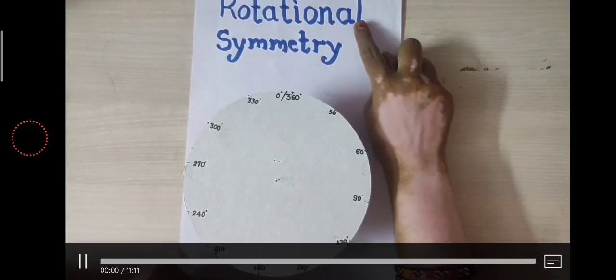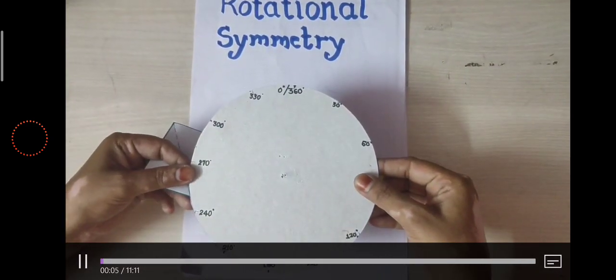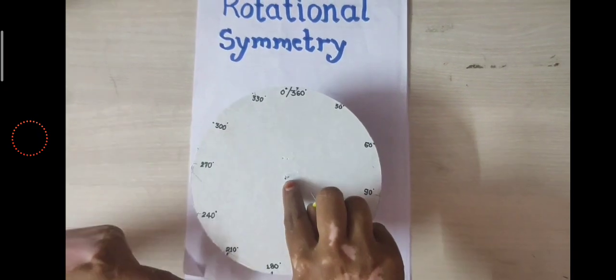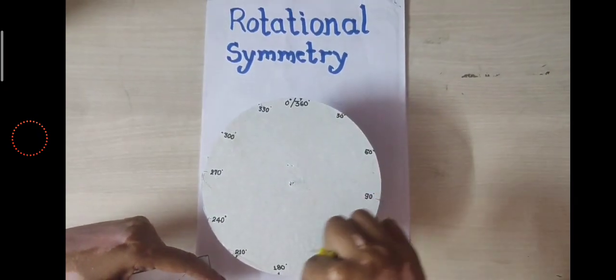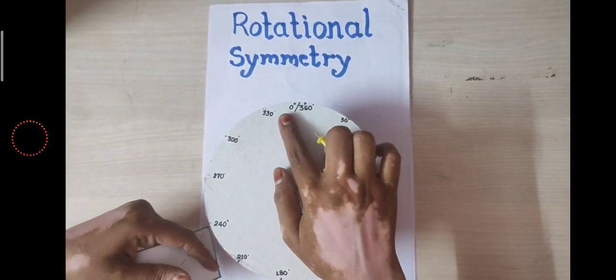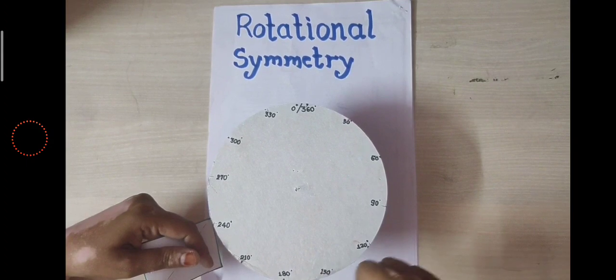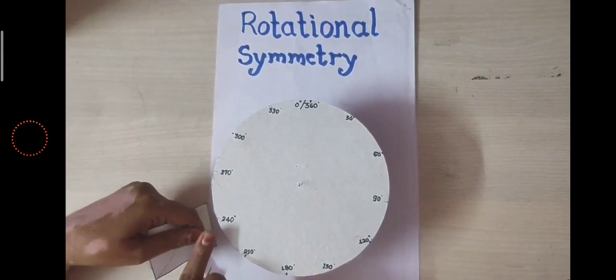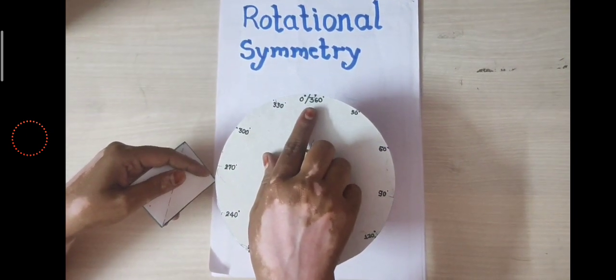Okay, so this is rotational symmetry. Here I have taken one circle where I have marked the center here, and all the degrees of the angle are marked here. From 0 it will start: 30, 60, 90, 120, 150, 180, 210, 240, 270, 300, 330 and 360.